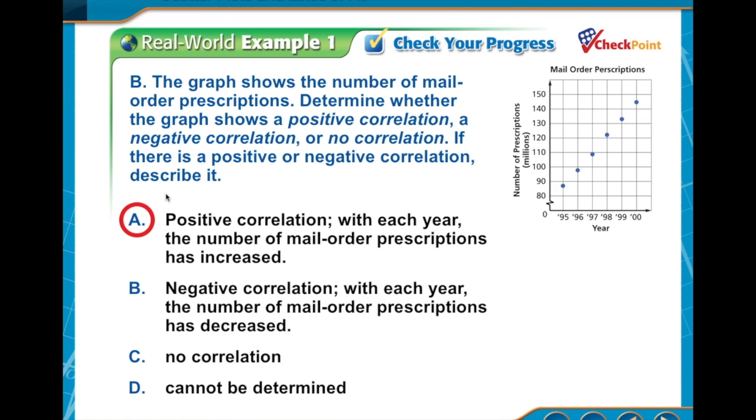And we confirm with our red circle. So as we're working through these, we're going to need to make sure we have those pictures. We're going to say positive, negative, or no correlation.